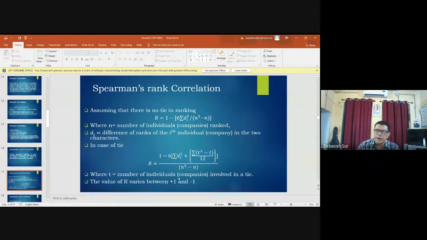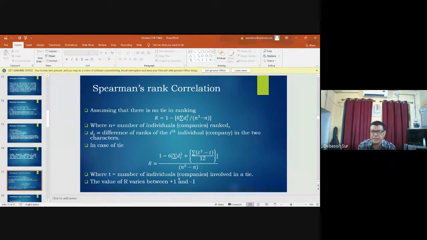R equal to 1 minus, here also Spearman rank correlation coefficient is generally denoted by capital R, and this is equal to 1 minus 6 into sigma di square divided by n cube minus n, where n is the number of individuals ranked, and di is the difference of ranks of the ith individual in the two characters. That means di equal to the difference between the ranks of the values of the variable.